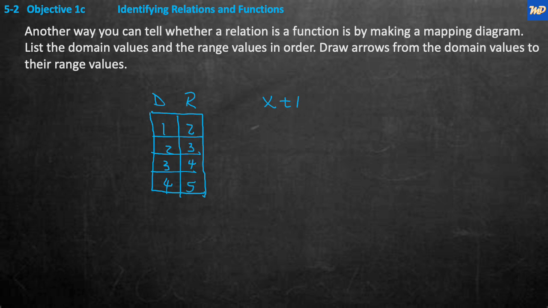Well, okay, so what they're going to ask you to do is open this up and make this so that you can draw arrows. So you're going to have a bigger box like this. On this side, you're going to have 1, 2, 3, 4. On this side, you're going to have 2, 3, 4, and 5. And you're going to draw an arrow. You're going to say 1's going to go to 2, 2 is going to go to 3.